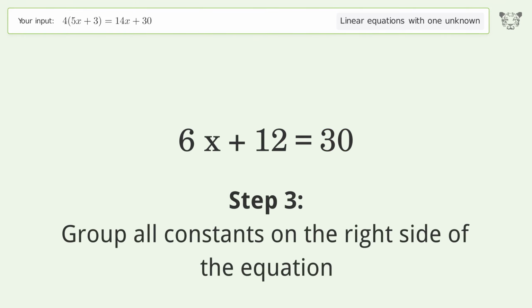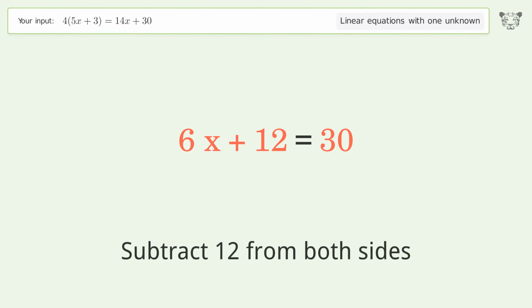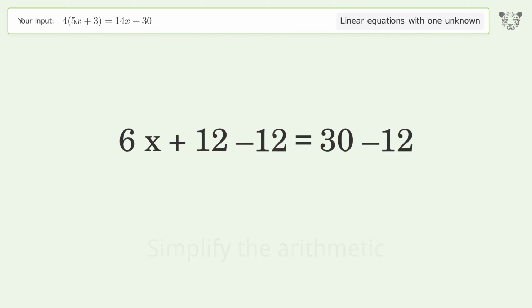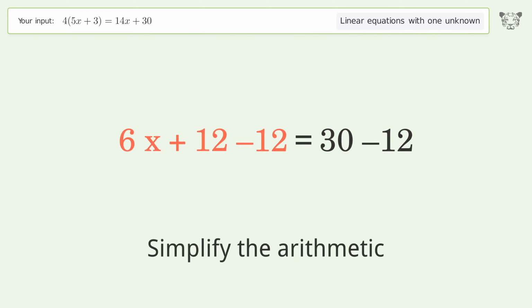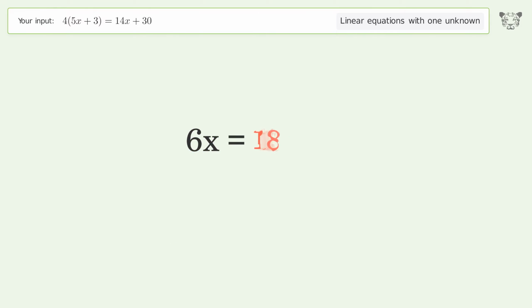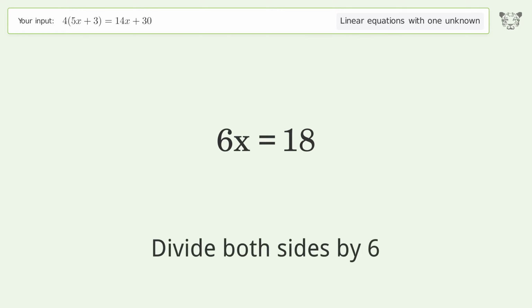Group all constants on the right side of the equation. Subtract 12 from both sides. Simplify the arithmetic. Isolate the x. Divide both sides by 6.